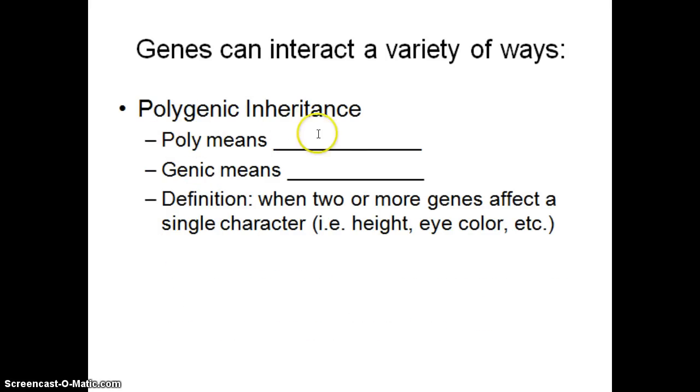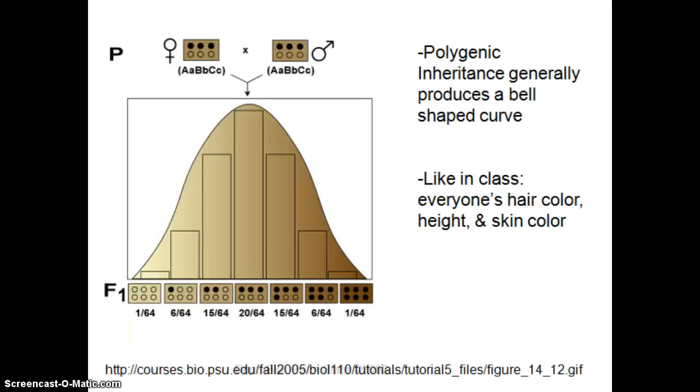Poly means, figure this out, and actually I've put a root here and then a suffix. So IC means pertaining to, and what does gen mean? See if you can practice your prefixes here. But the definition of a polygenic trait is that two or more genes affect a single character. A classic example of that would be height.